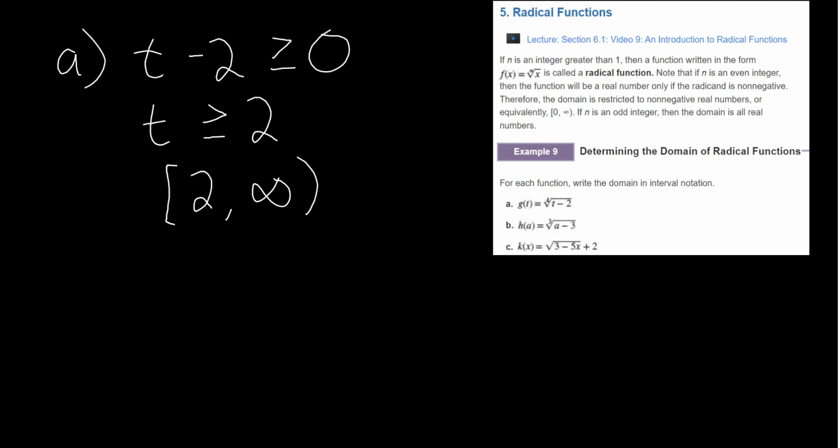And when I solve, I get t is greater than or equal to 2. And then if I write that in interval notation, it's simply 2 to infinity. And of course, remember we put the bracket there when we have the or equal to symbol.